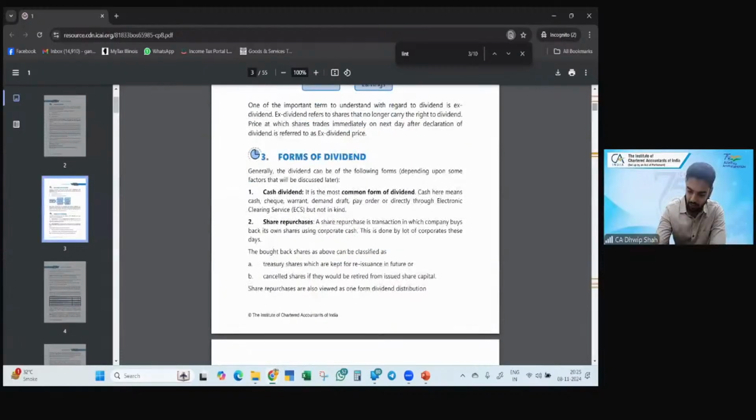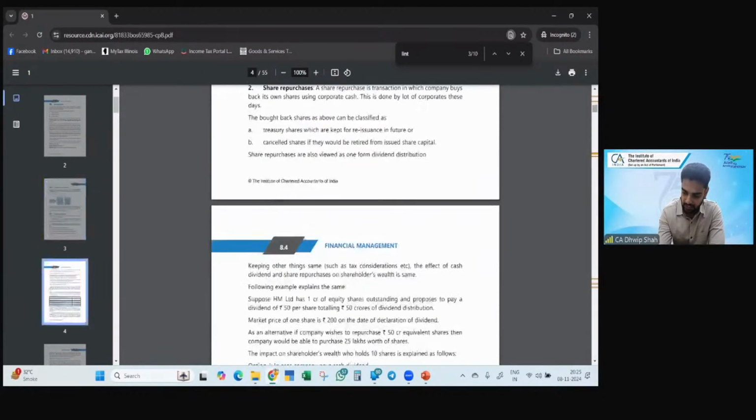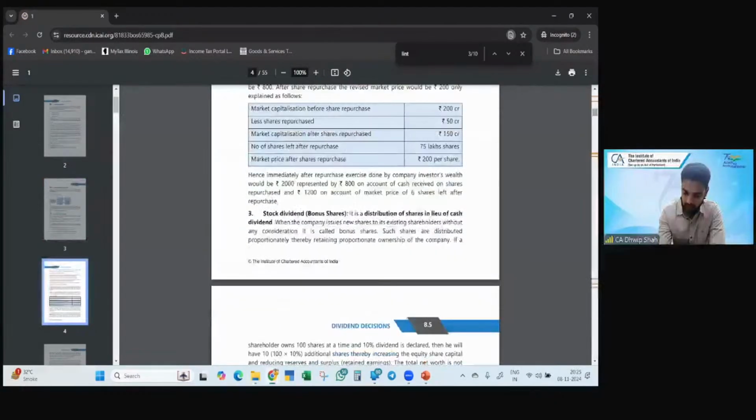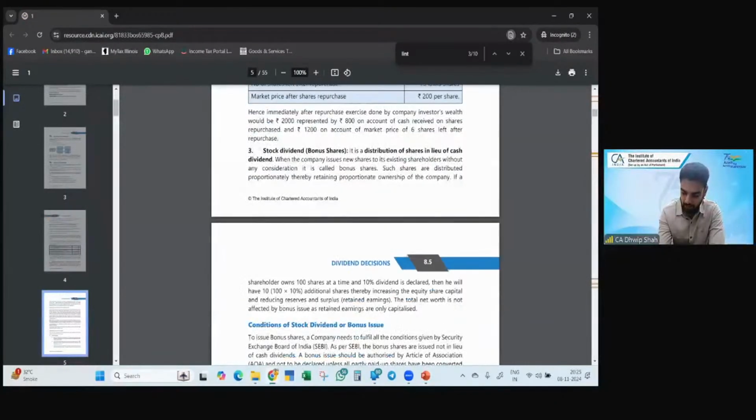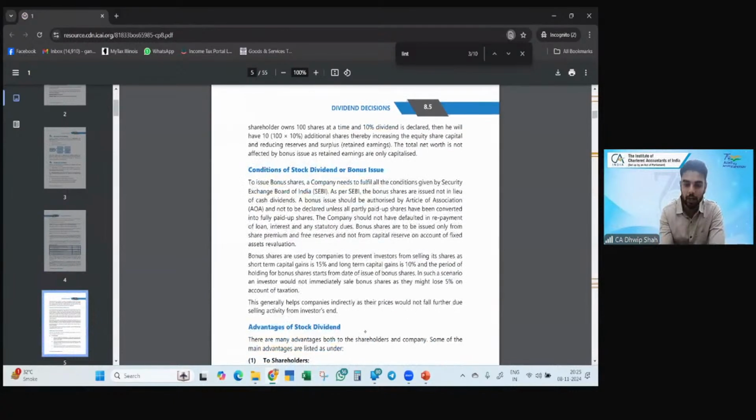Forms of dividend. Can you see forms of dividend? Cash dividend, share repurchase. Third is stock dividend, bonus shares. As I said, there are certain conditions to be complied with before issuing bonus shares. Hardik had this question that bonus shares is not allowed, but it is allowed subject to the condition that you comply with certain conditions. What are those conditions?